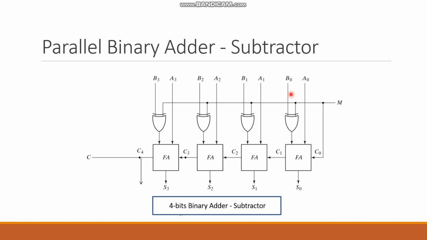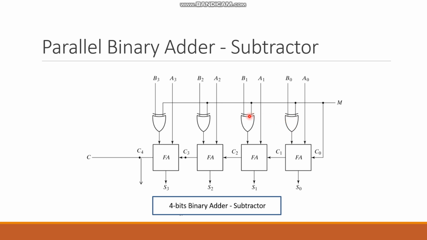If M is 1, B is 0, what is going to be the result? 1 is going to be it. That means we changed the B from 0 to 1. So if B is 1, M is already 1, 1 XOR 1 is going to be 0. That means if B is 1, when it comes to the full adder, it's going to be 0. If B is 0, it's going to be 1 when it comes to the full adder. That means we took the first complement of B.